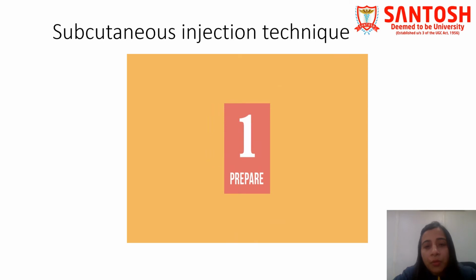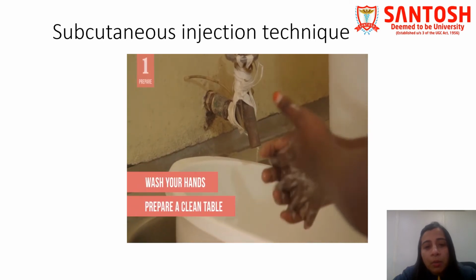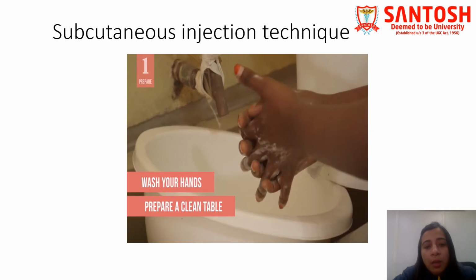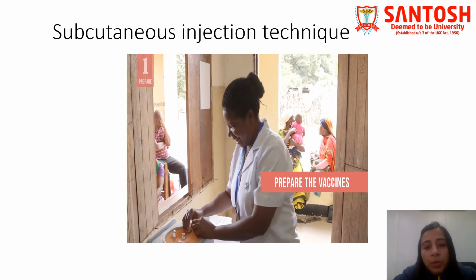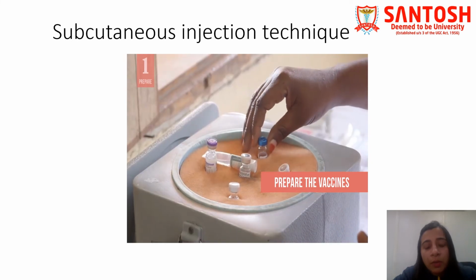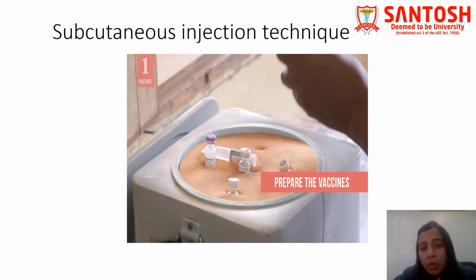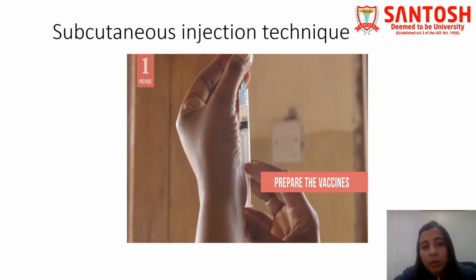First, start by washing your hands and preparing a clean table to work on. Whenever possible, prepare the vaccine away from the child and caregiver. Seeing the materials may make them feel anxious. If the vaccines require reconstitution, they should be reconstituted once you've prepared them, and keep them close at hand in the order you will be administering them.